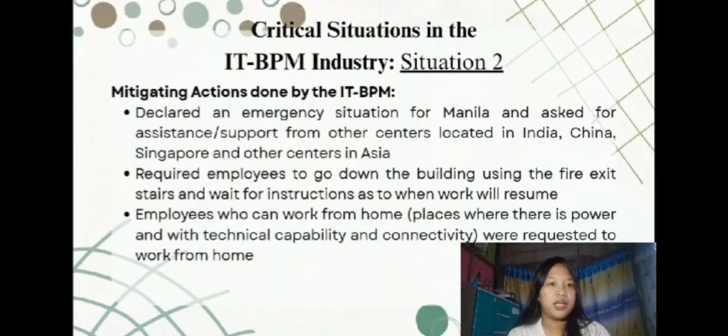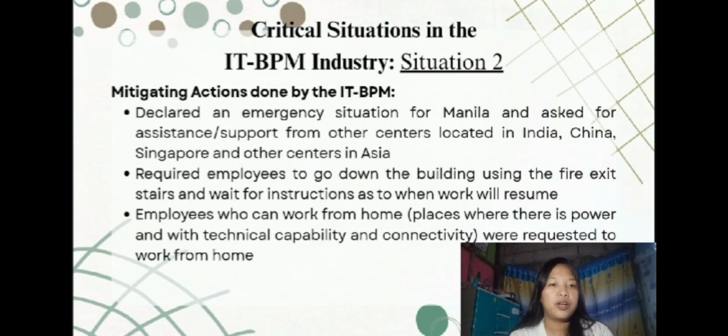Mitigating action taken by the IT-BPM company during the Metro Manila blackout. Emergency declaration: declared an emergency in Manila and sought support from other centers in Asia. Evacuation: required employees to evacuate the building using fire exit stairs and await further instructions. Work from home: employees who had power and the necessary equipment and connectivity were asked to work from home.